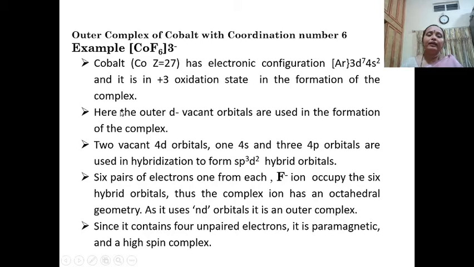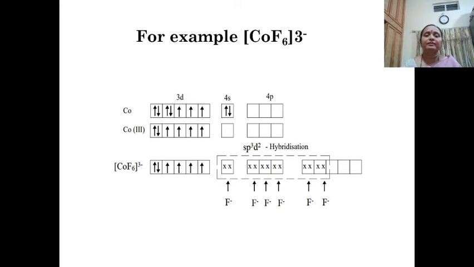So here it uses 2 vacant 4d orbitals, 1 4s and 3 4p orbitals in the hybridization, and it undergoes sp3d2 hybridization and forms 6 sp3d2 hybrid orbitals. These hybrid orbitals formed will be directed in an octahedral geometry. As it is using the nd orbitals, it is going to be an outer complex. It has unpaired electrons, so it is paramagnetic in nature, and it is going to be a high spin complex.